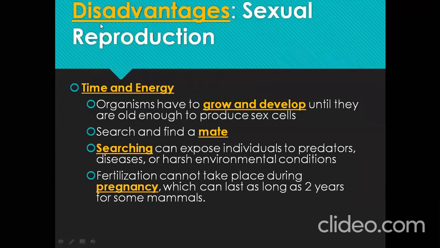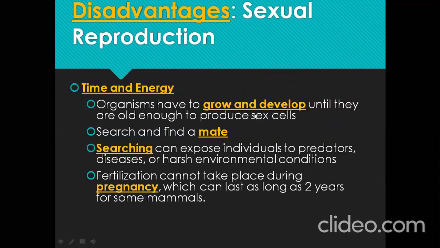Now, the disadvantage of sexual reproduction is time and energy. Organisms have to grow and develop until they are old enough to reproduce sexually. It needs time; the organism needs to reach maturity. Then it will start to develop sex cells, right? We will take the example of a human. It reaches maturity, puberty, and then starts sexual reproduction.